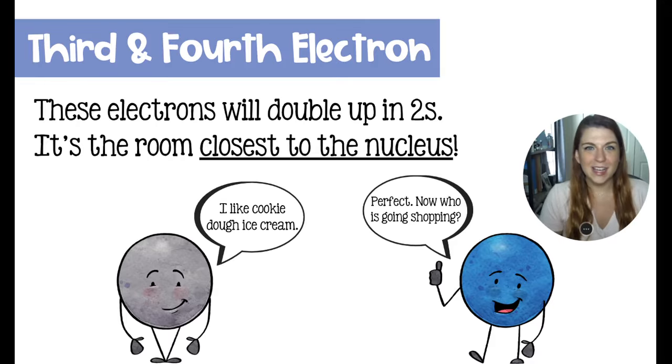Now, the room that is the next lowest energy is the 2s orbital, and that is the next room that is closest to the nucleus. So just like electrons 1 and 2 shared a room, electrons 3 and 4 are going to share a room, and they're going to choose the 2s room because that is the one that's closest to the nucleus.